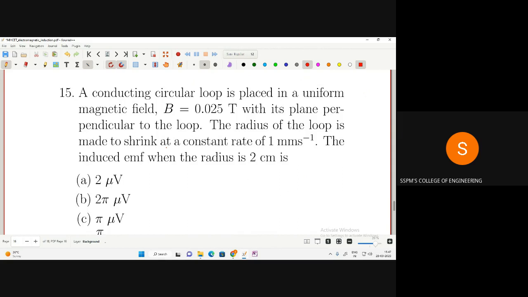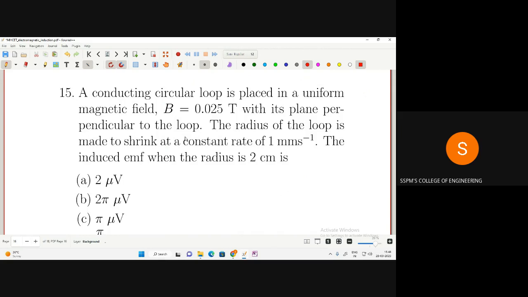The example number 15: a conducting circular loop is placed in a uniform magnetic field. B is 0.025. एक सर्क्युलर कॉइल दिलेली आहे, त्याला सर्क्युलर लूप पण म्हणू शकतो आपण. It is placed in the magnetic induction of 0.025 Tesla with its plane perpendicular to the loop. The magnetic flux काय आहे ते perpendicular to the circular loop आहे. The radius of loop is made to shrink at a constant rate of 1 mm per second.